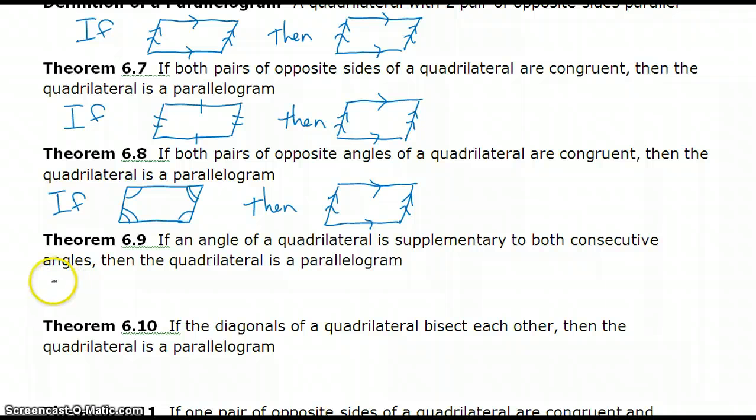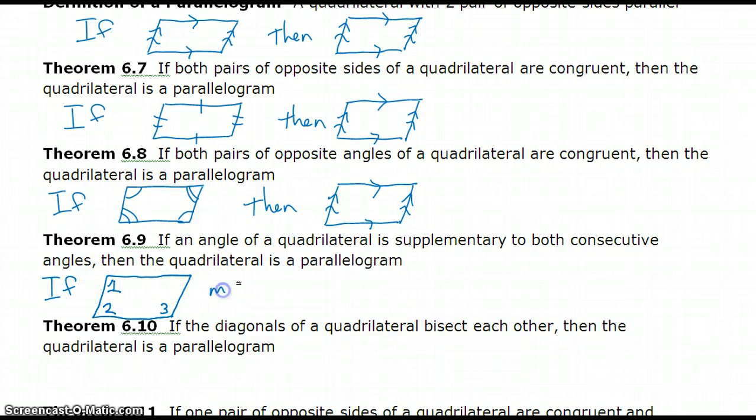Theorem 6.9 says that if we have a quadrilateral and in that quadrilateral an angle is supplementary to both consecutive angles, then the quadrilateral is a parallelogram. It sounds confusing, but here's the angle that I'm talking about, I'm going to call it angle 2. And that angle 2 is supplementary to both consecutive angles. Well, this is a consecutive angle, angle 1, and this is a consecutive angle, angle 3.